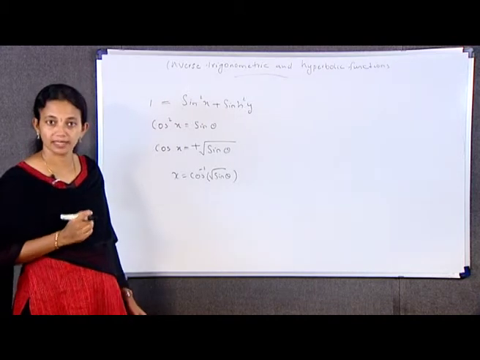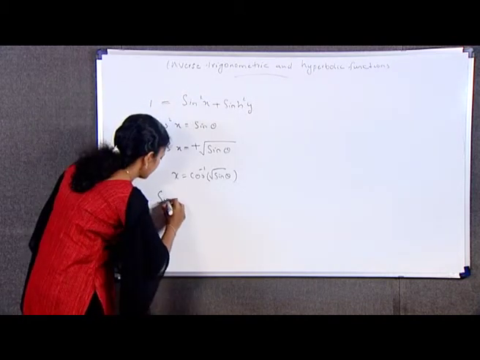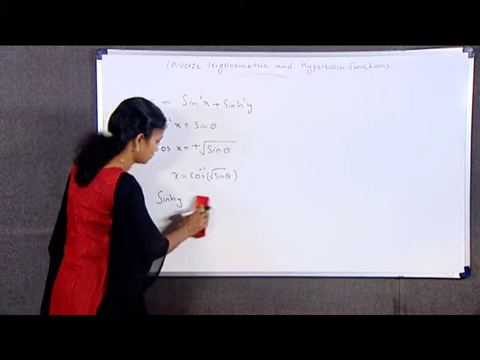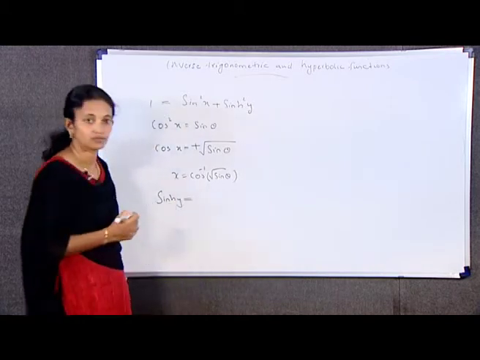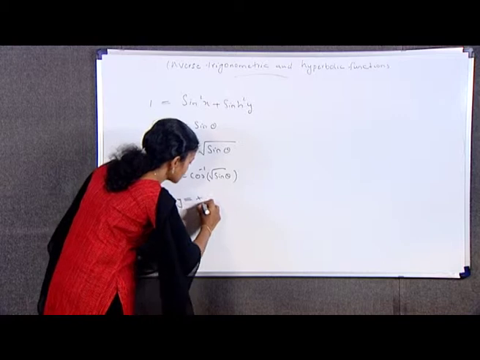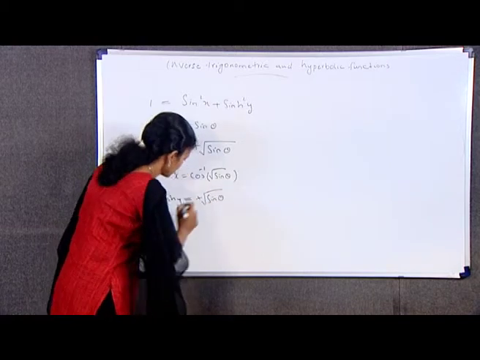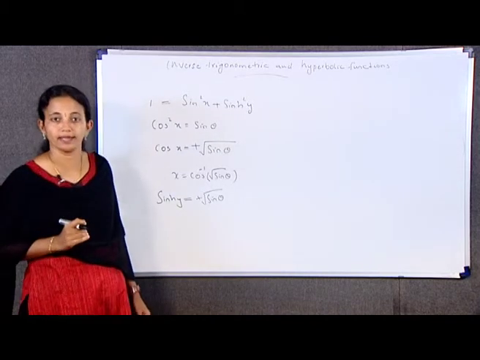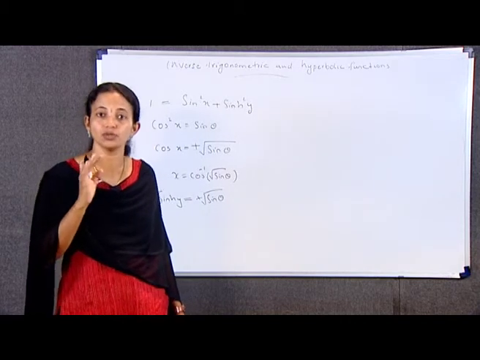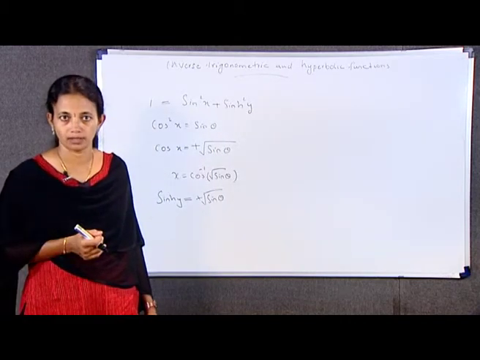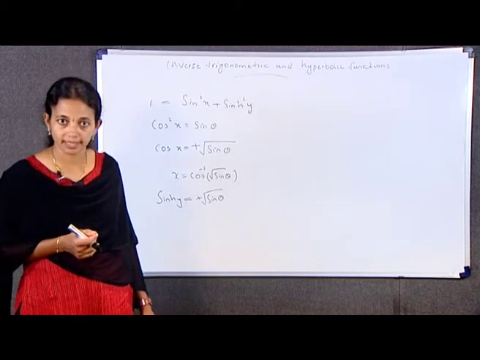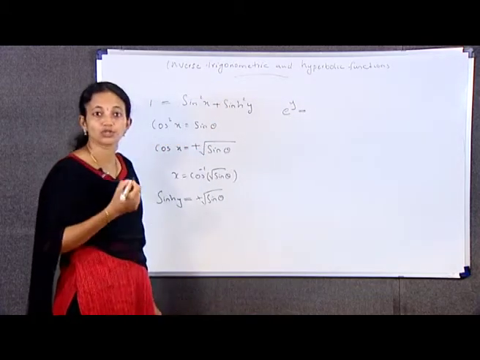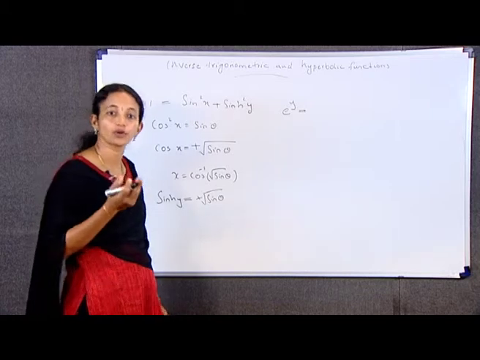Equation 2 then gives sinh y is equal to plus square root of sin theta. So, e raised to 2y minus 2 e raised to y into square root of sin theta is equal to 1, a quadratic for e raised to y. Hence, we can write e raised to y is equal to square root of sin theta plus square root of 1 plus sin theta.